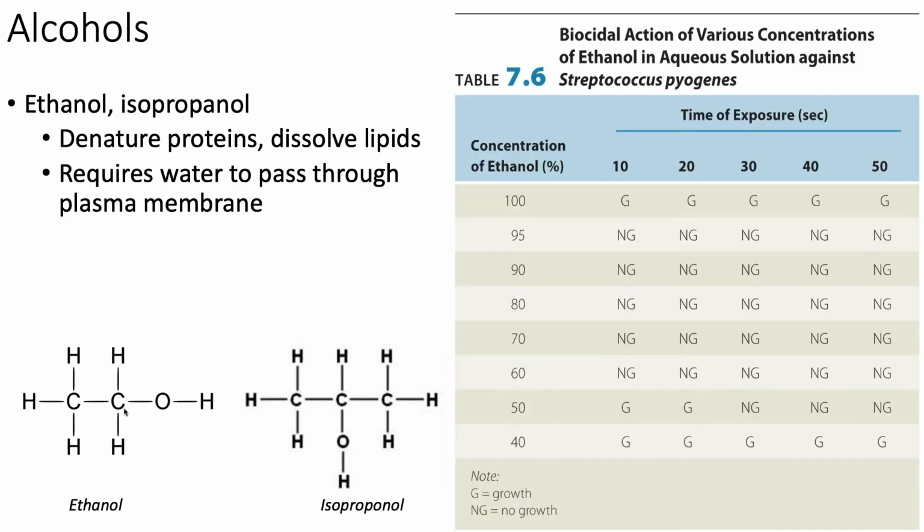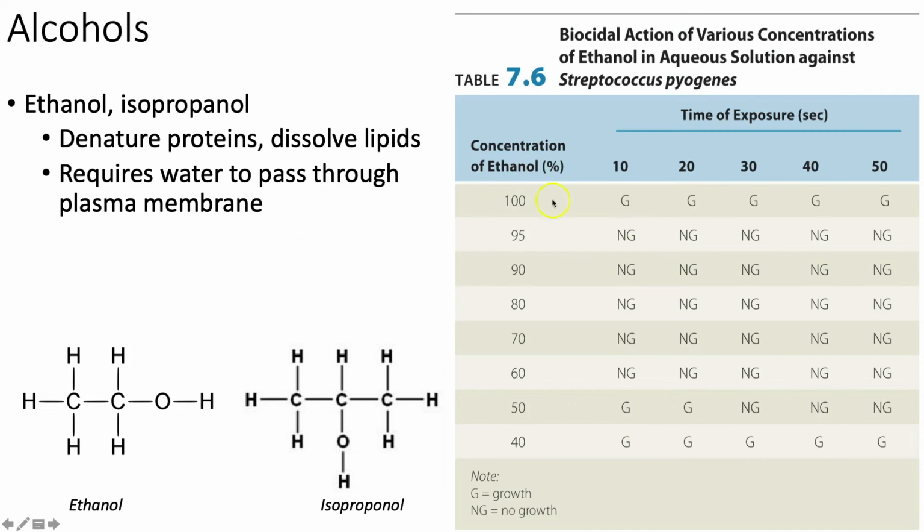The first one we're going to talk about is alcohols. That's your ethanols, your isopropanols, which is like rubbing alcohol. They denature proteins, and they can dissolve the lipid bilayer. You do have to have the presence of some water, so generally you would use a minimum of 60 to 90% ethanol. When I worked in research labs, we tended to use 70% ethanol. Most hand sanitizers are around 60%.